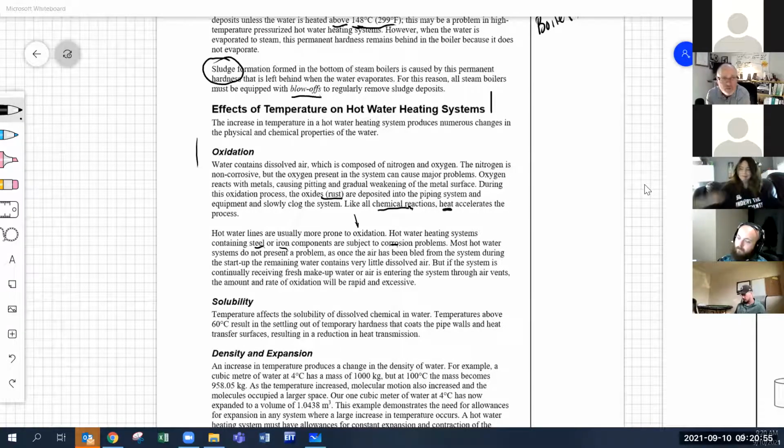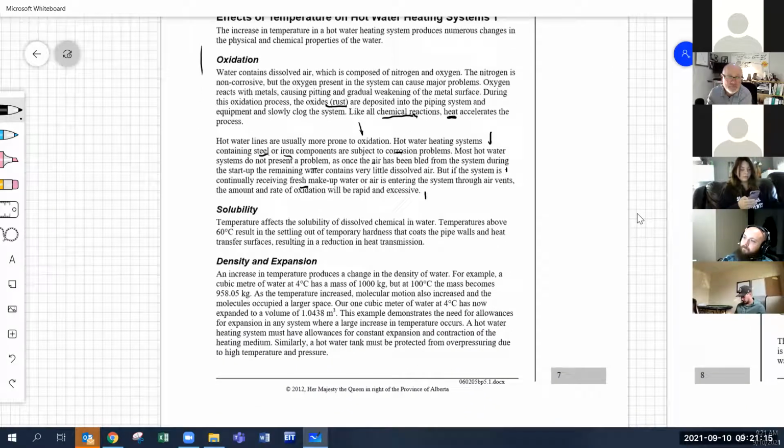Okay, so most hot water systems do not present a problem once the air has all been removed and you start up. But if the system is continuing to receive fresh makeup water, then you have some issues. The next thing in here is solubility. Temperatures affect the solubility of dissolved chemicals. Temperatures above 60 can result in settling out of temporary hardness that coats pipe walls. Okay, we talked about that.